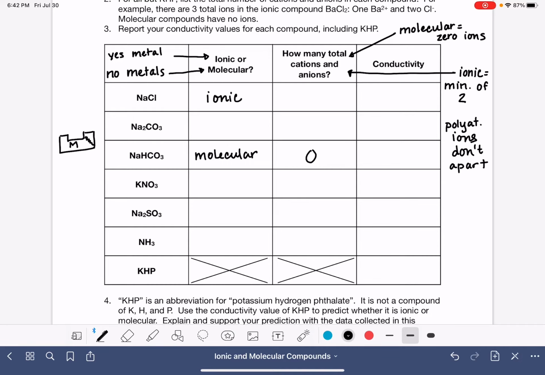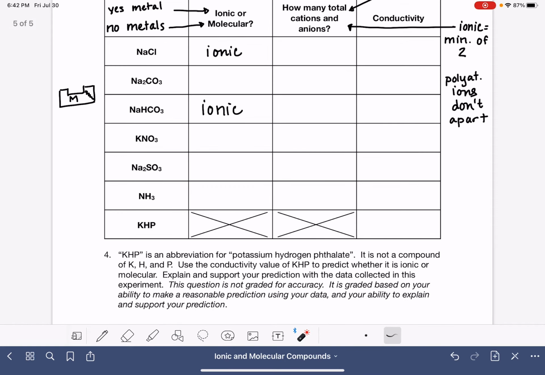One of the common mistakes that students make on this is they'll say, let's say NaHCO3 is ionic, and how many cations and anions are there? They'll just say 1, 2, 3, 4, 5, 6. There's 6. This question is not asking you how many atoms there are. There are 6 atoms, but there are not 6 ions. Okay, and then the last thing you're going to be filling in here is your conductivity. This is data that you will have obtained in lab. This is just going to be a variety of different numbers. So then we're going to go down to KHP.